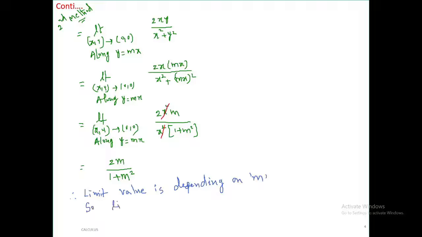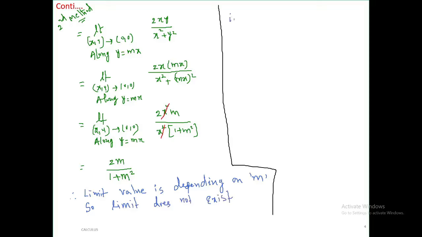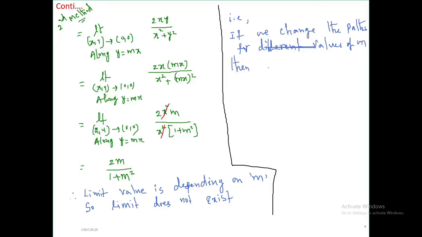So limit does not exist. If you want more elaborately this one, that is, if we change the paths for different values of m, then different limits we will get.